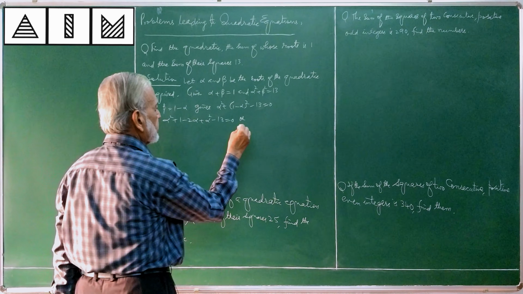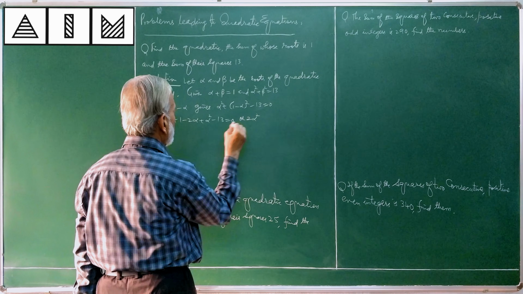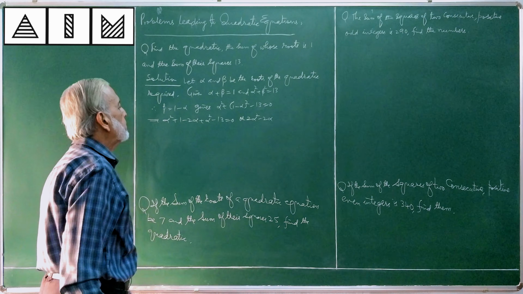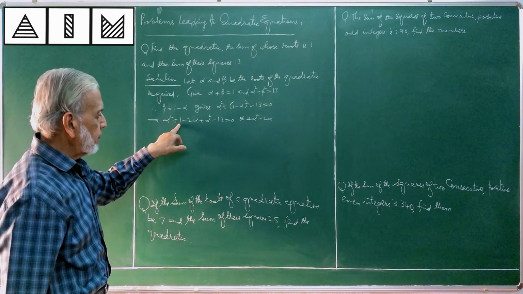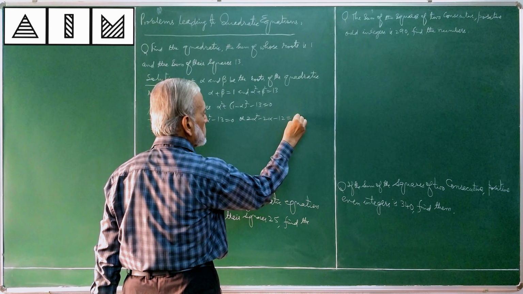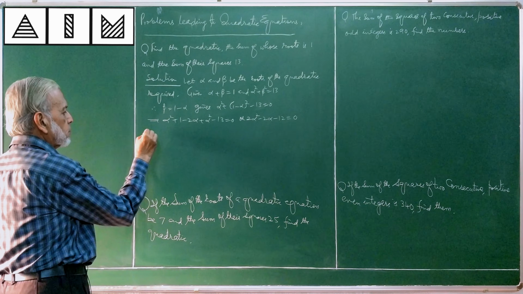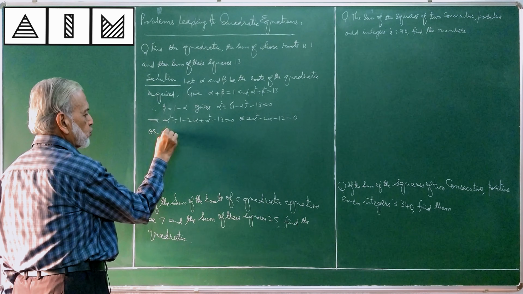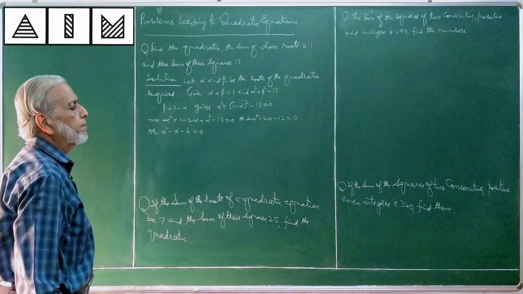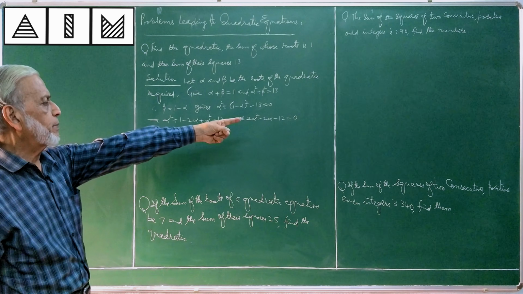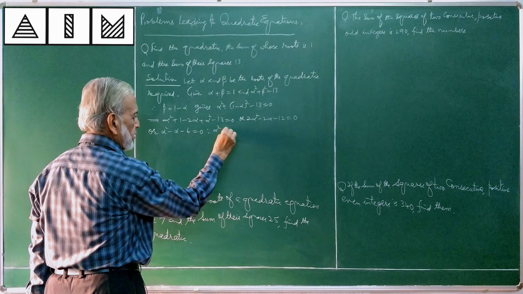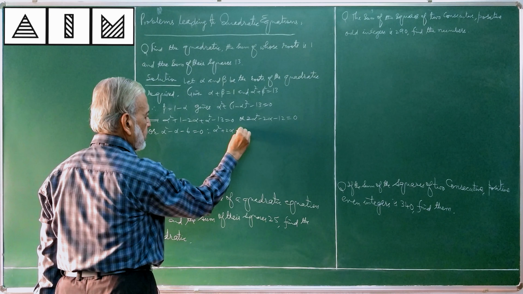giving 2 alpha square minus 2 alpha minus 13 plus 1, minus 12, or alpha square minus alpha minus 6 is equal to 0. Alpha square minus alpha minus 6 is equal to 0. Let us factorize. Simple thing is to factorize it. Please see here.